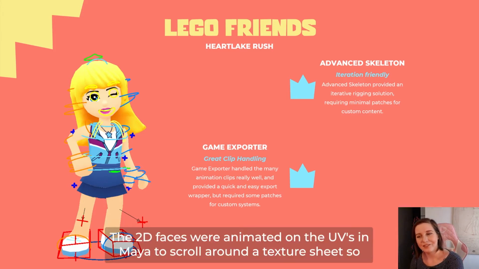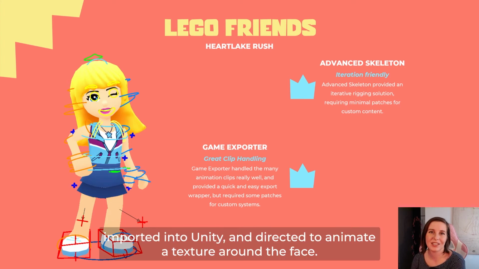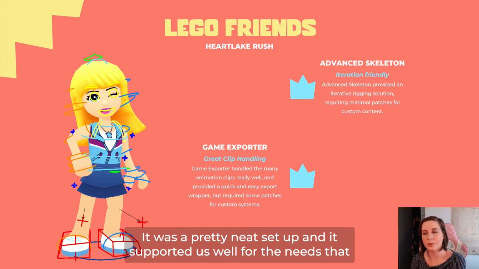The 2D faces were animated on the UVs in Maya to scroll around a texture sheet. So when we got to the export phase, I serialized that data down to a JSON, which we imported into Unity and directed to animate a texture around the face. It was a pretty neat setup and it supported us well for the needs that we had at the time.